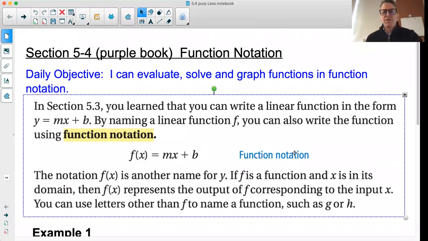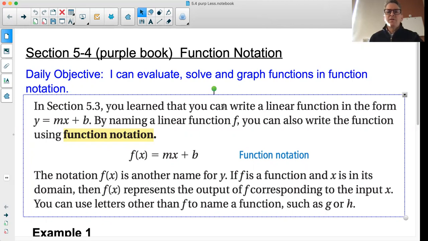Now, if you're looking for this in your current book, you're going to run into problems finding it. It's actually in the purple book, which we'll be handing out to you at a later date. So I would focus on the notes, and we'll supplement the assignments with worksheets as we go forward through this section.